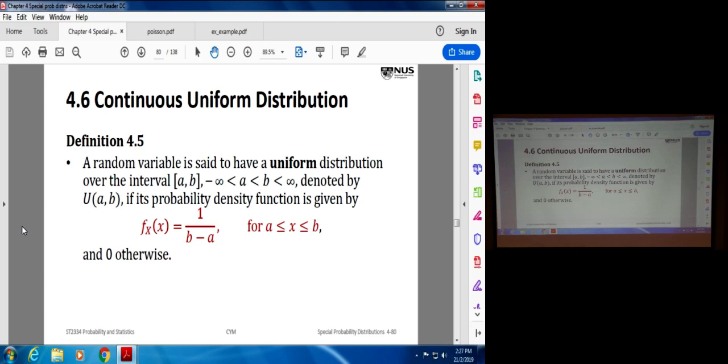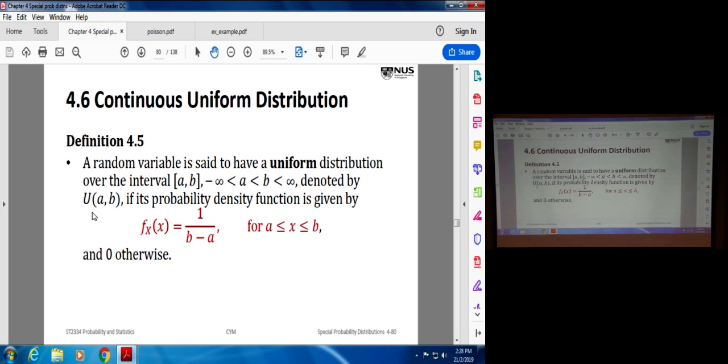So we suppose that a random variable x is said to have a uniform distribution on an interval a,b. Here a is bigger than minus infinity, less than infinity, and b is strictly bigger than a. So this is some bounded interval. We use the notation U(a,b), where a is the lower limit of the random variable, b is the upper limit, and we use U for uniform.